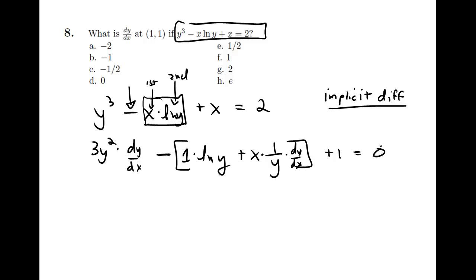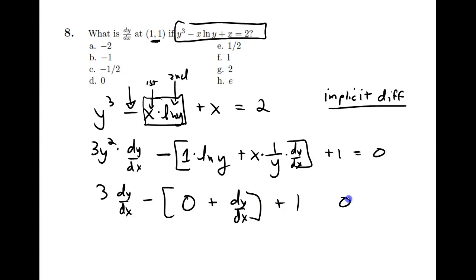My recommendation, plug in x and y right away, right now. Don't try to do the algebra without the x and y. You're interested in this exactly when x and y are both 1. Plug in that. 3 dy/dx minus the quantity of 0 plus dy/dx, plus a 1 is equal to 0. And that's just so much easier to deal with than having the x and y's in there.